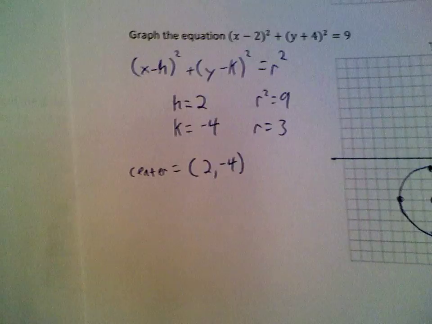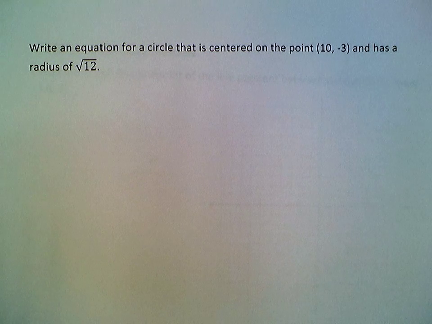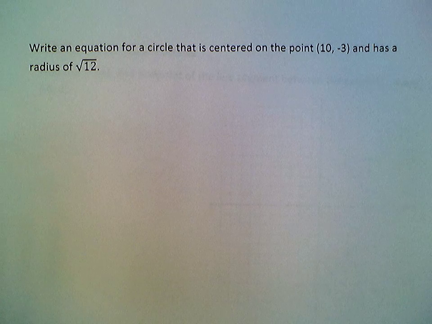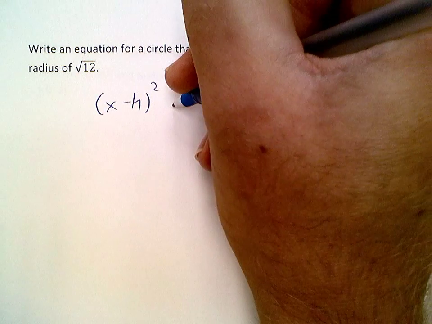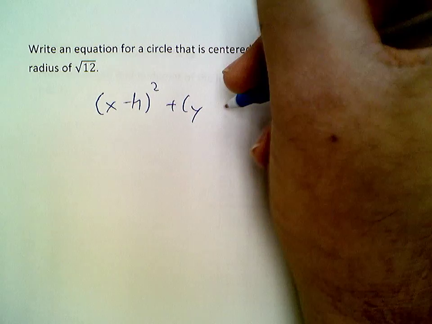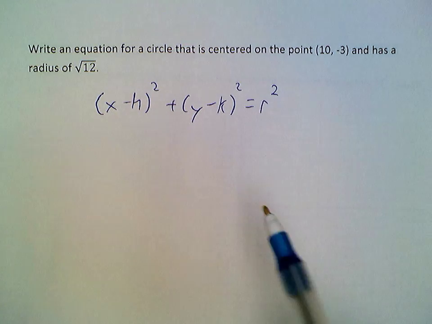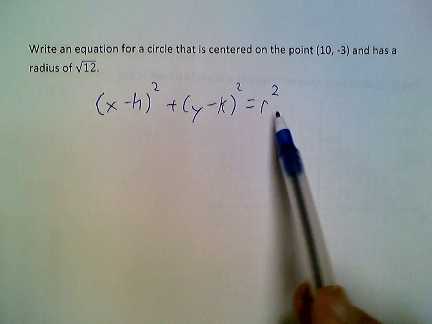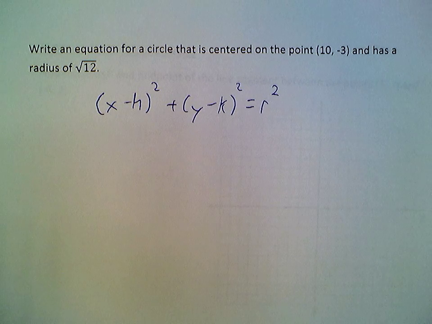Alright, so last thing I'm going to do here is sort of the same thing, but opposite. This says write an equation of a circle that's centered at the point (10, -3) and has a radius of square root of 12. So once again, I'll write it one more time so you can see it. The equation of a circle is (x - h)² + (y - k)² = r². So the center is (h, k) and the radius is r. So all I'm going to do is plug in these points in the right spot and I'll be done. This is a pretty quick question actually.